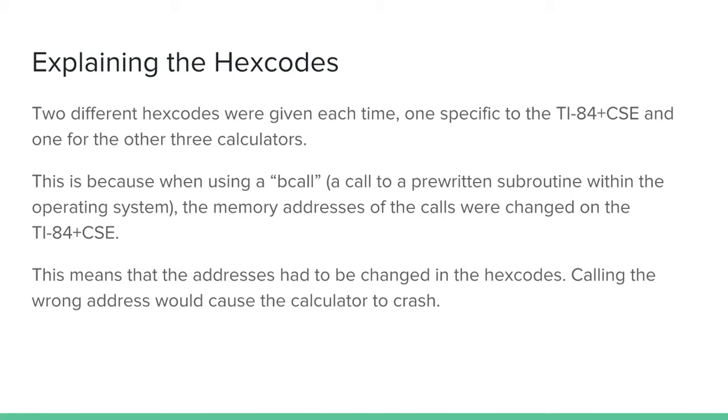So essentially you have code that is part of the operating system, pre-written, that you can call and use within your programs. And in the new-ish calculator, the TI-84 Plus Color Silver Edition, those calls were changed. Their memory addresses, where they're located in the operating system, was changed. This means that the addresses had to be changed in the hex codes. Calling the wrong address would cause the calculator to crash, usually.